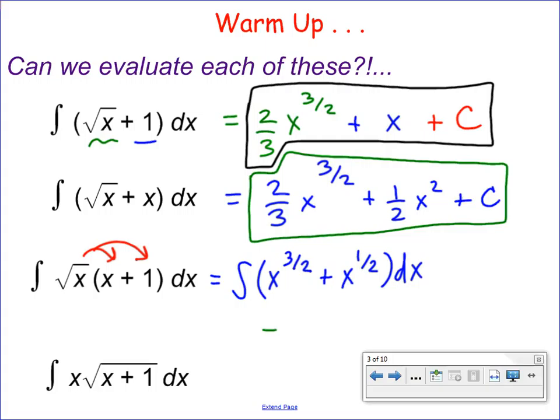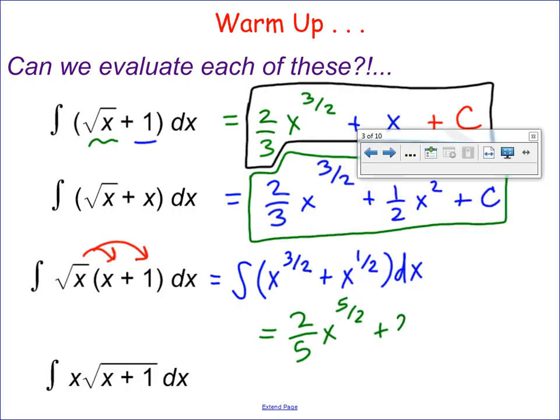So now we would go ahead and do x to the 3 halves plus 1 would be x to the 5 halves, divided by the new exponent would be 2/5 x to the 5 halves, plus term by term 2/3 x to the 3 halves, plus c.